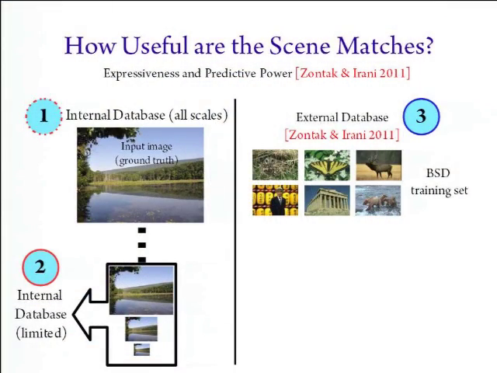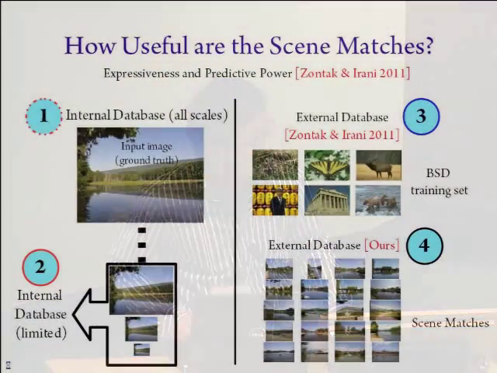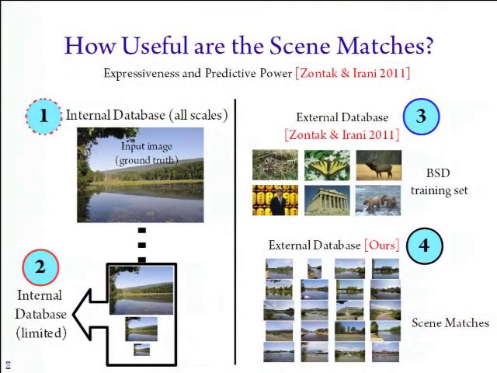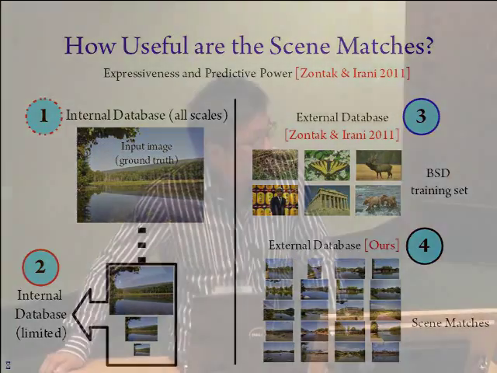Then, same as that paper, we form the third database, which is basically images from the Berkeley segmentation database. You draw patches from those training images, and that gives you the third database. And for the fourth database, we replace those BSD images with our scene matches. In our experiments, we use 20 scene matches for each input image. 20 is just the number we chose. We don't have a way to justify it, but it works. And we're going to compare the properties of these four.